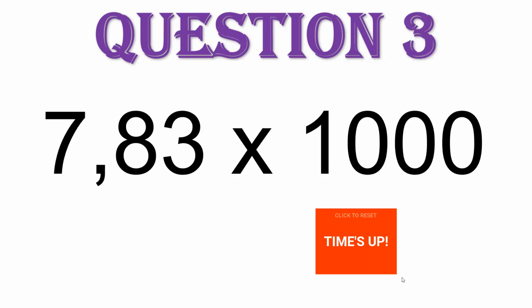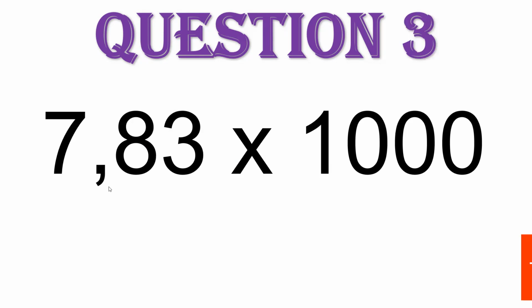Yes, time's up. So what are we going to do now? 7.83 times 1,000. A decimal number multiplied by 1,000. For this kind of question, guys, you can write this number one more time.